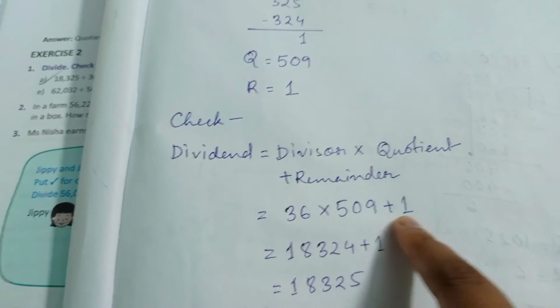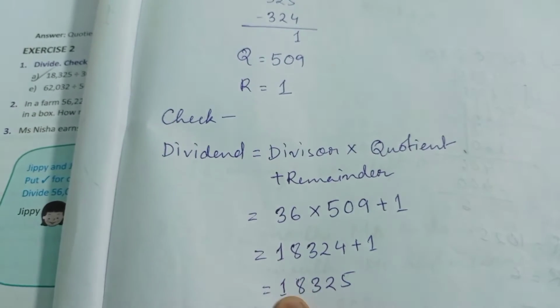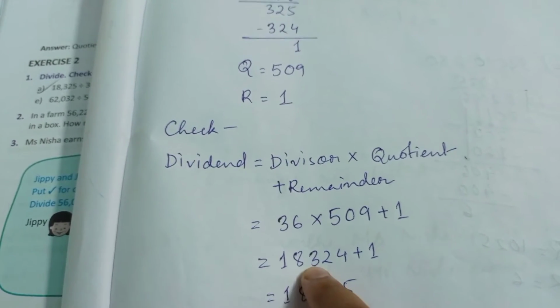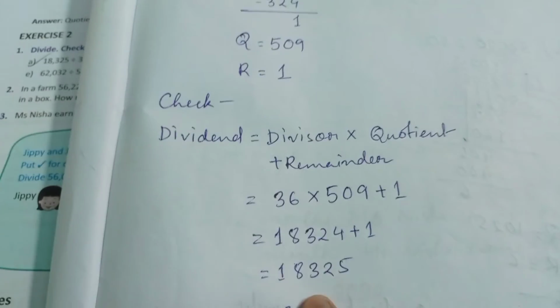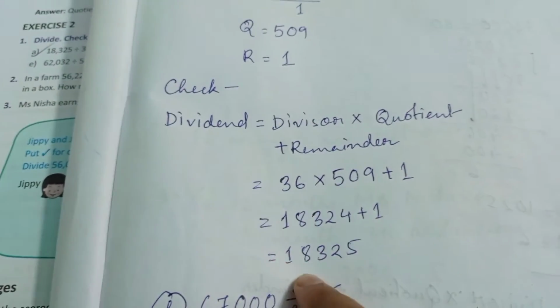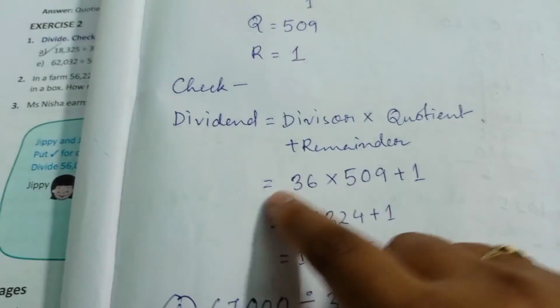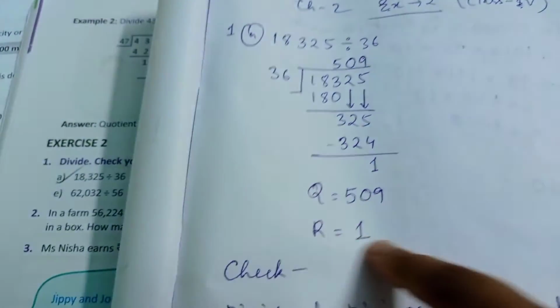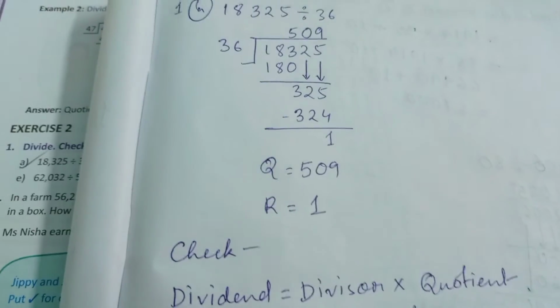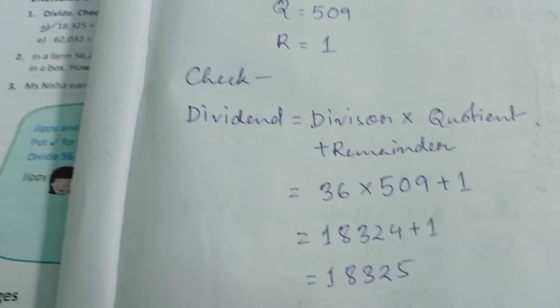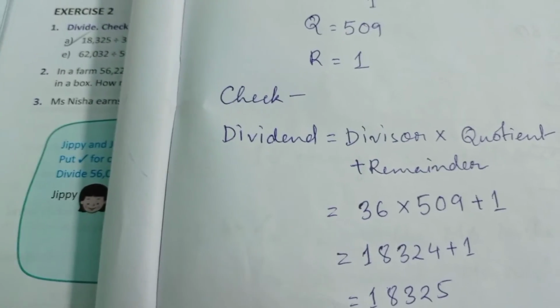So 36 into 509 plus 1, you get 18,324 plus 1. So you get the answer 18,325. This means that whatever process you have done is correct. So this is the answer, 18,325. One more I will do.